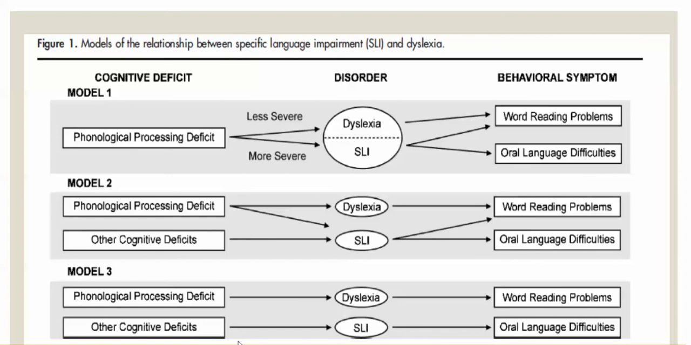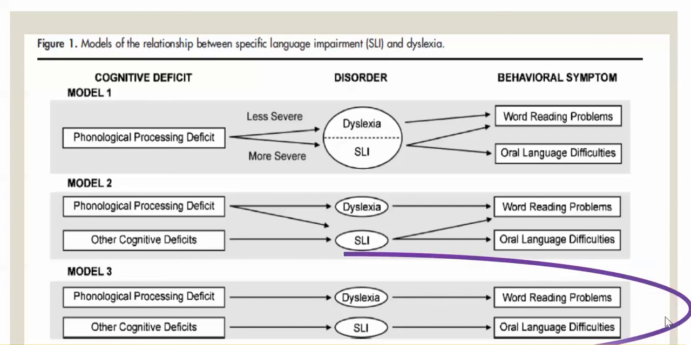Model 3 suggests that there is a phonological processing deficit that contributes to dyslexia, resulting in word reading problems, and there's other cognitive deficits at play that result in SLI, not a phonological processing deficit, and that turns into oral language difficulties.